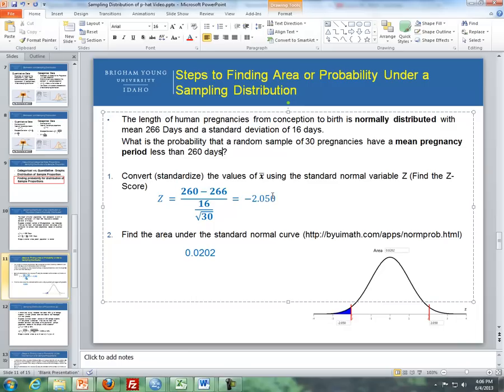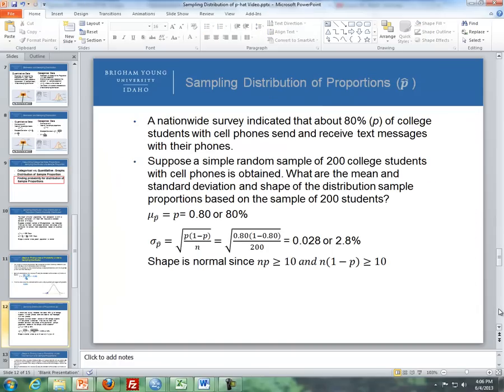So we take that z-score and plug it into our applet, and here's an example of what you see down here of the applet. I put in the negative 2.050. We're shading to the left because we're looking for the probability less than 260. We shade to the left and we get an area of 0.0202. So that's the probability that a random sample of 30 pregnancies has a mean pregnancy period less than 260 days. Now we can take this and apply it to the sampling distribution of proportions.